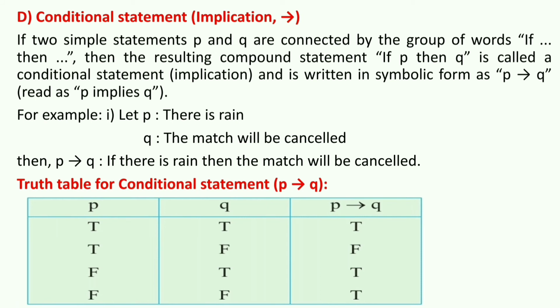Conditional statement. If two simple statements P and Q are connected by the group of words if then, the resulting compound statement if P then Q is called a conditional statement and is written in the symbolic form P arrow Q. For example, let P be there is rain, Q be the match will be cancelled. Then P implies Q is, if there is rain, then the match will be cancelled. Truth table for conditional statement. In this truth table, if P is true, Q is false, then the statement is false. Otherwise, all statements are true.